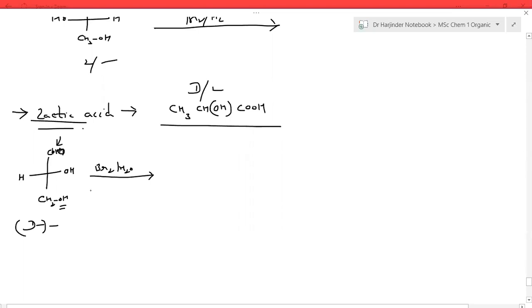So when you do oxidation of this D-glyceraldehyde by using bromine water, you will get glyceric acid. This CHO group is now converted into a carboxylic group. So it becomes CH2OH, CHOH, COOH. And which glyceric acid will be formed, D or L? D-glyceric acid.